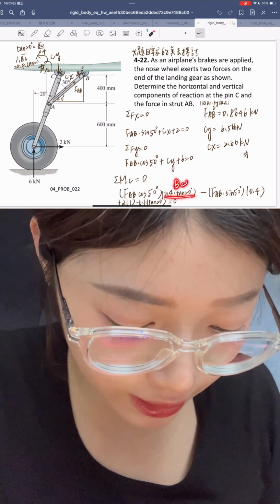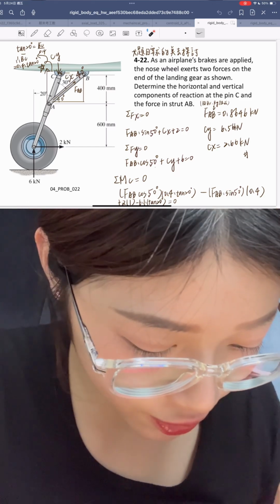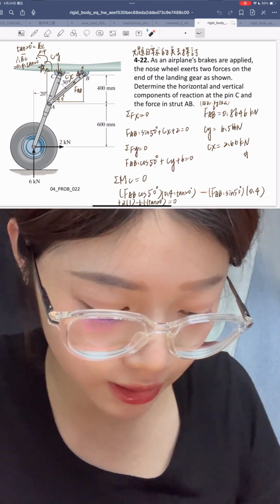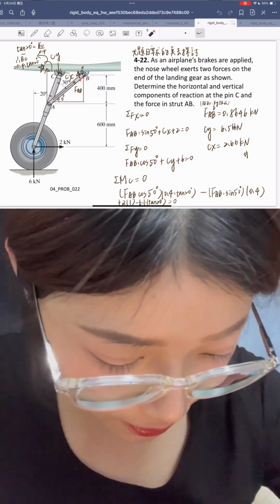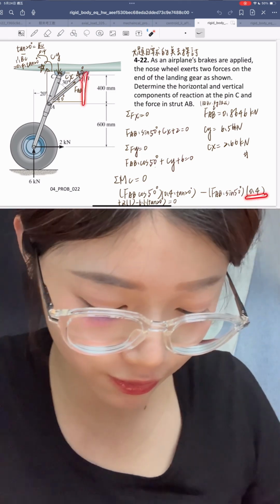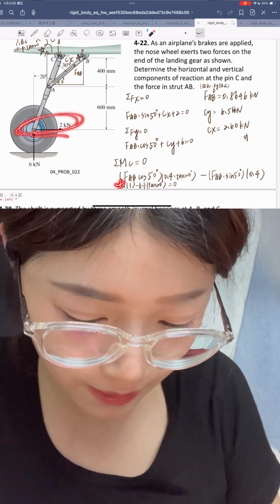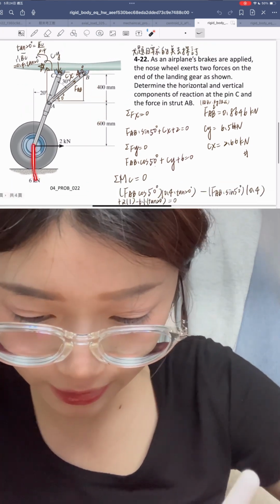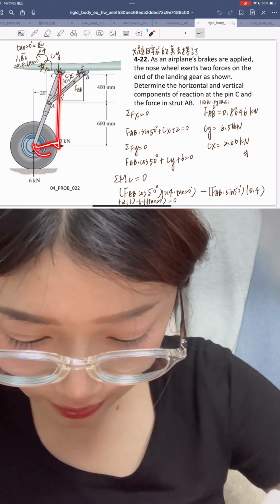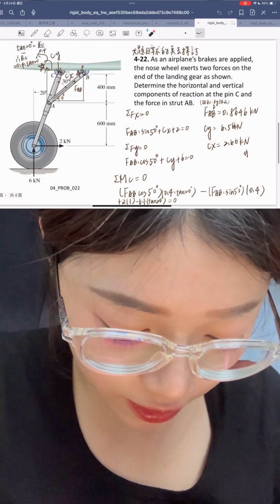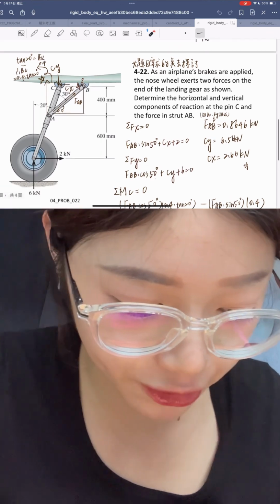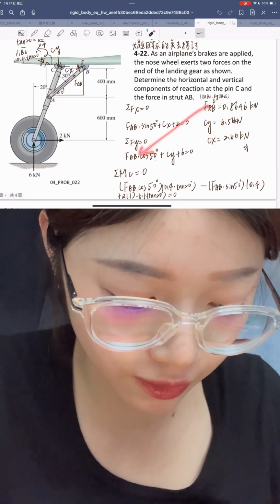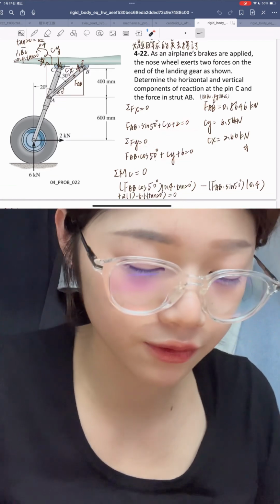So here is the BC, and because the direction for the FAB is counterclockwise, this is minus, and FAB sine 50 and 0.4, and plus, like here 2 plus 1, here is the 1 meters, and here 6 with this distance, 1 times tangent 20. So we have to know the total with the FAB, and then we can know the CY and CX, and we have the answers.